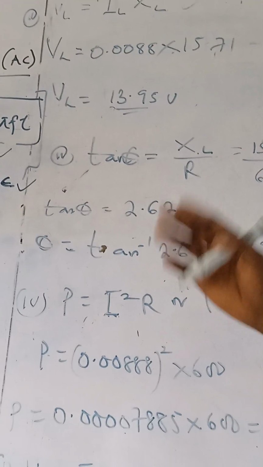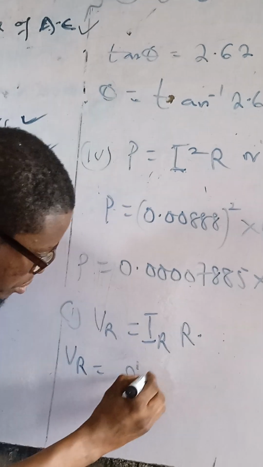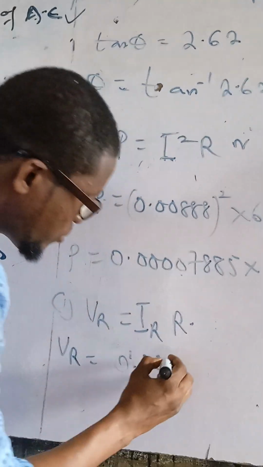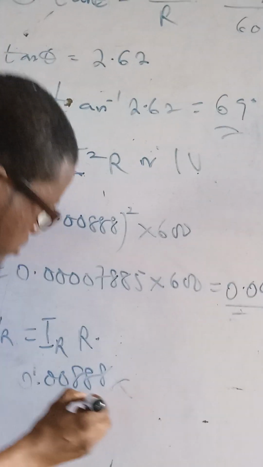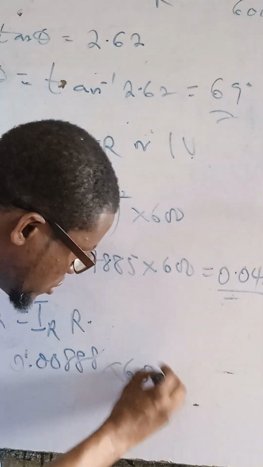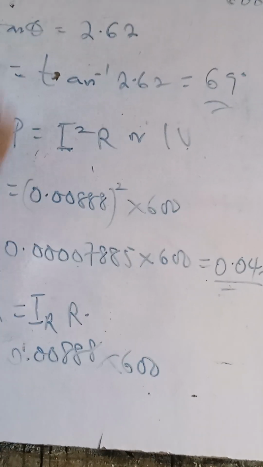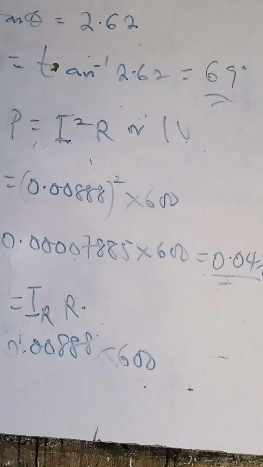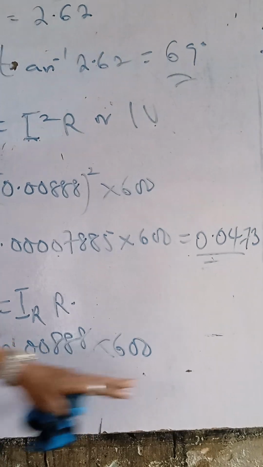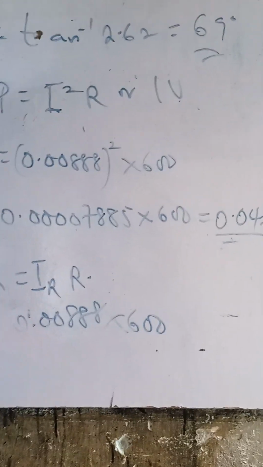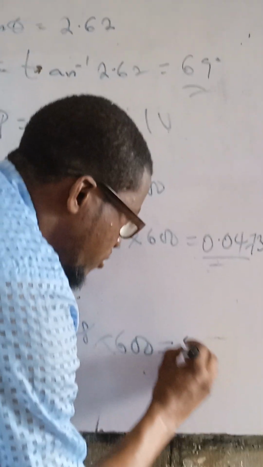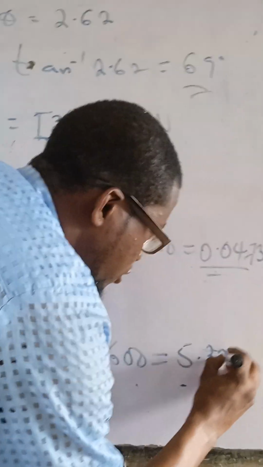0.00888. Because I've told you, since they are all in series, they all have equal what? Current. So I can have 0.00888. That is supposed to be 3. Okay? Then times what's our resistor? 600. Include one more 8 here and let's see what happens. Confirm it. You can do that later. We have multiplied this. So 0.00888 times 600 is 5.328.